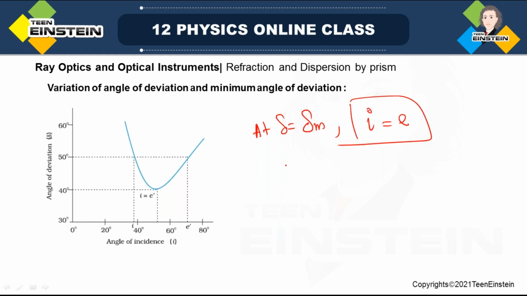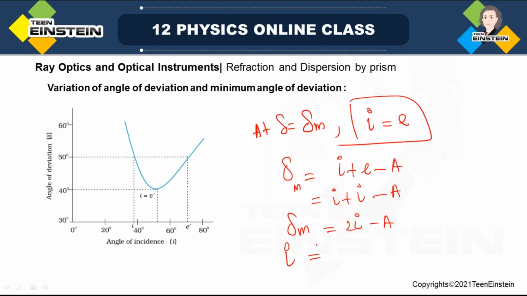Okay, so at this condition, look what we can write. We have got a relationship: delta is equal to I plus E minus A. So this E I can write as I. So at minimum delta, delta minimum is equal to 2I minus A. At this minimum deviation condition of the prism, I can find out the angle of incidence: I equals delta m plus A divided by 2.